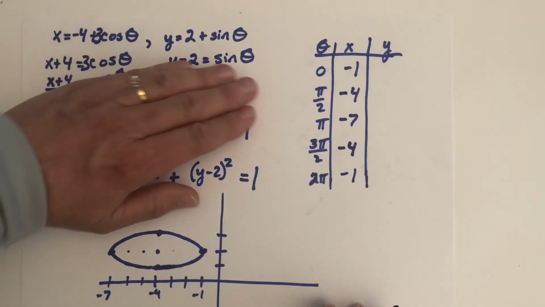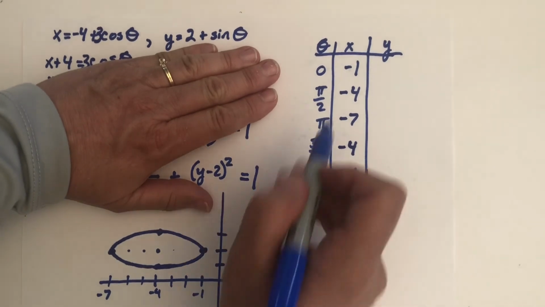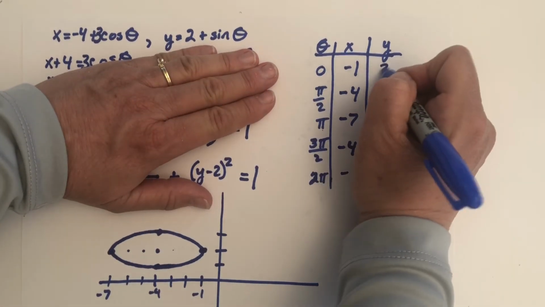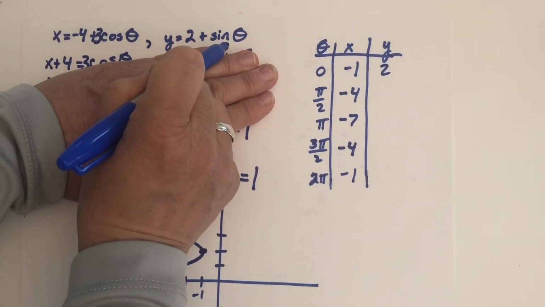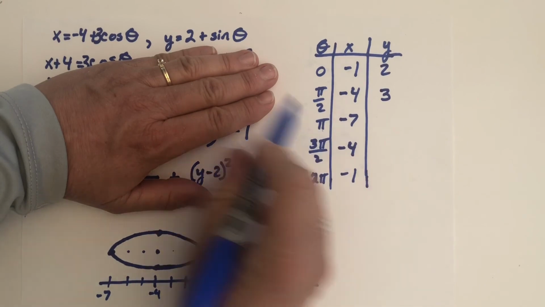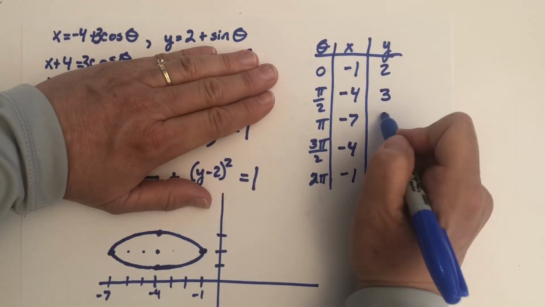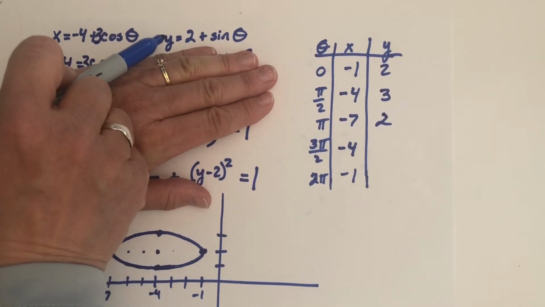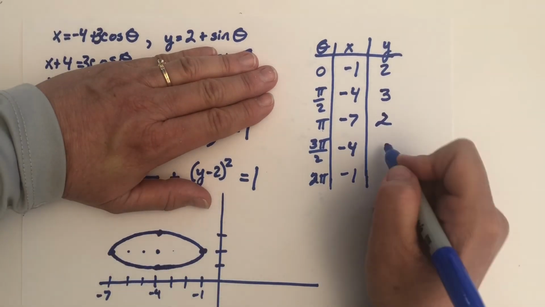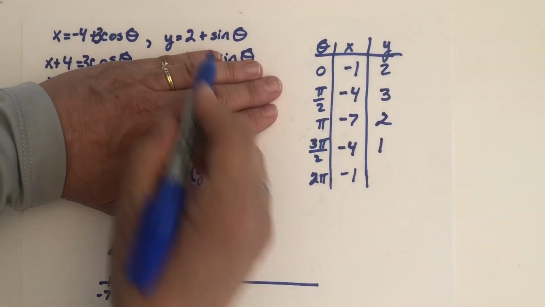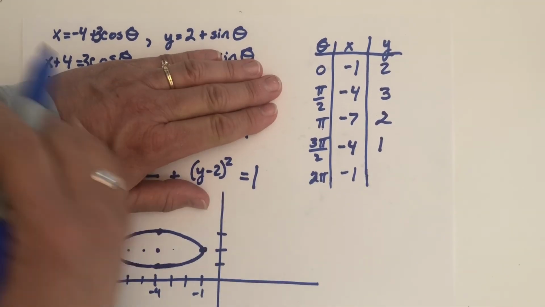Now let's play the same game over here, finding y values. The sine of 0 is 0. 0 plus 2 is 2. Sine of pi over 2 is 1 plus 2. Sine of pi is 0 again. Sine of 3 pi over 2 is -1, so we have 2 plus -1. And last we have 2 pi again. Sine of 2 pi is 0, so we have 2.